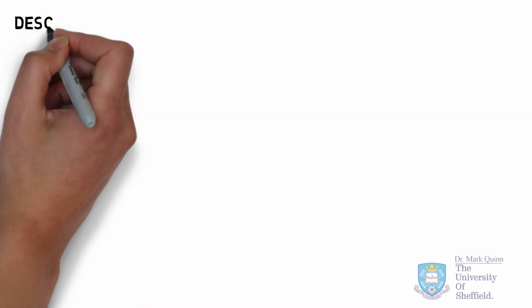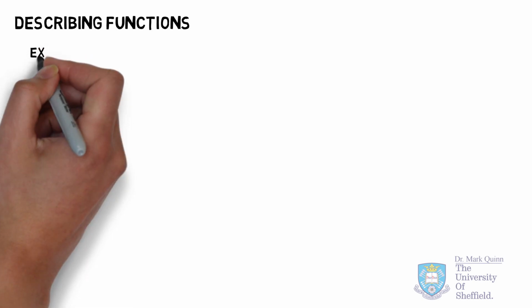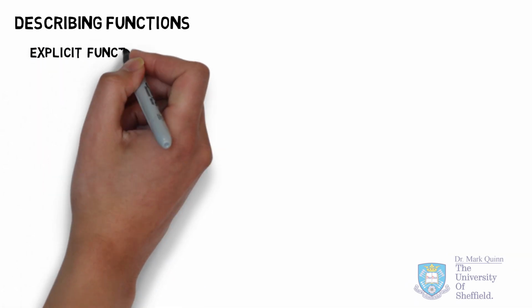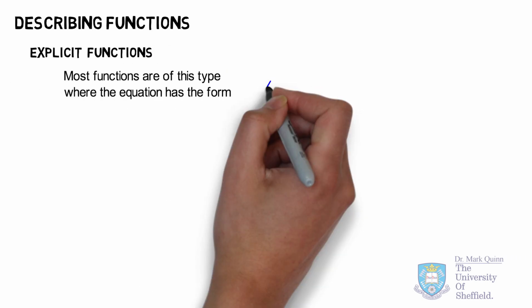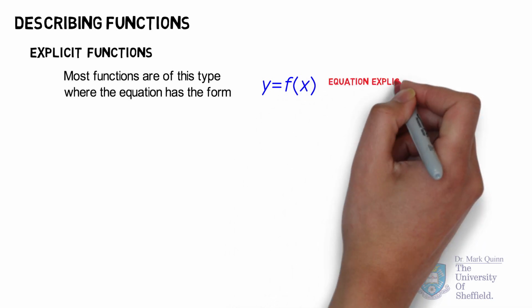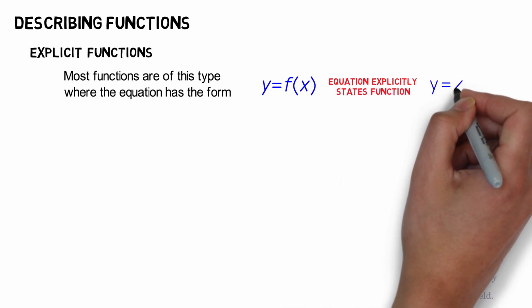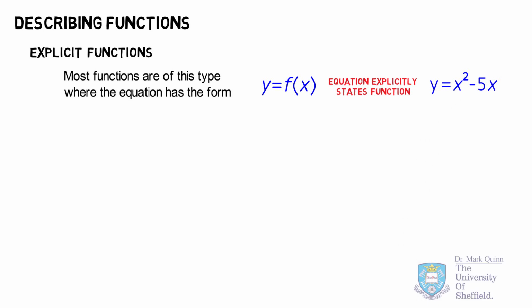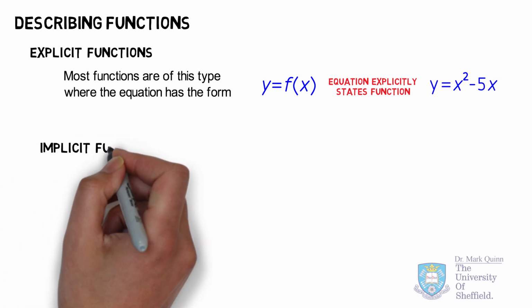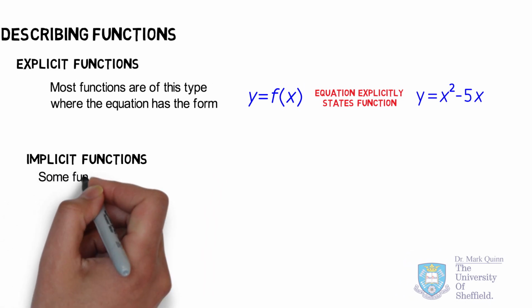Next, let's look at how we can describe functions in general. The relationships between different variables are typically defined within a mathematical or algebraic equation. The way in which the dependencies of the different variables upon one another are defined in the equation depends on the functions. Many such equations will have the function explicitly stated in terms of the dependent variable y. For example, we can see this equation has y is equal to x squared minus 5x. And hence the function is obvious. We don't need to do a lot of work to see how y depends on x.